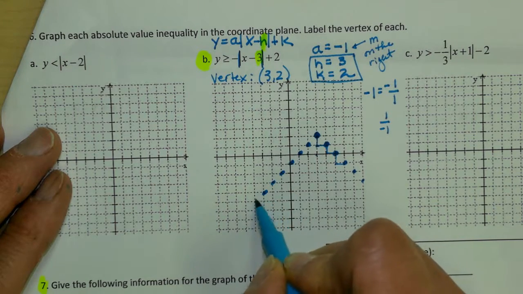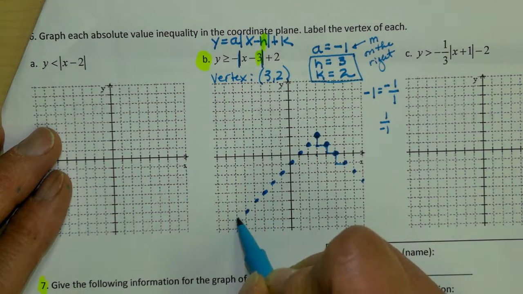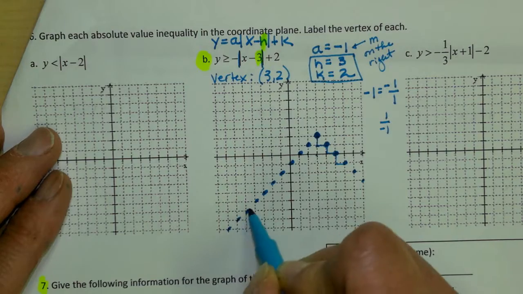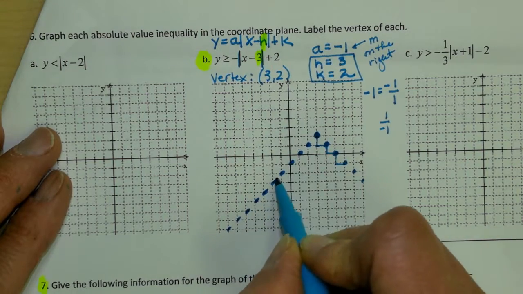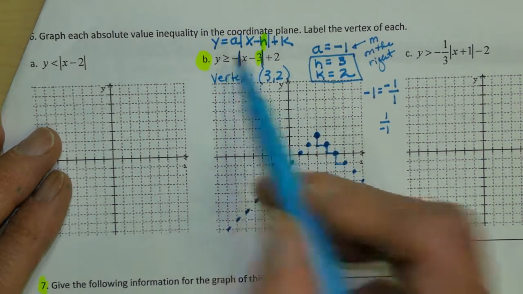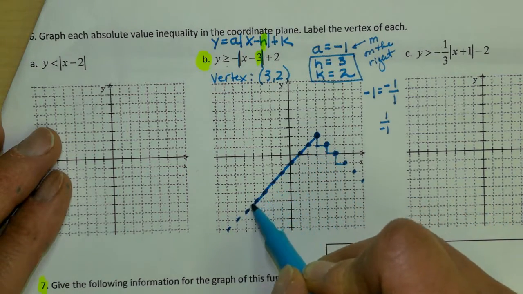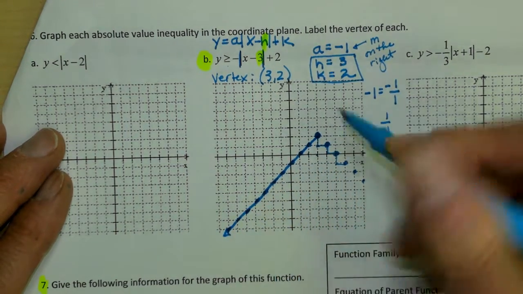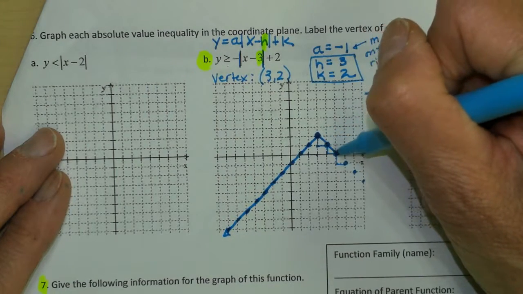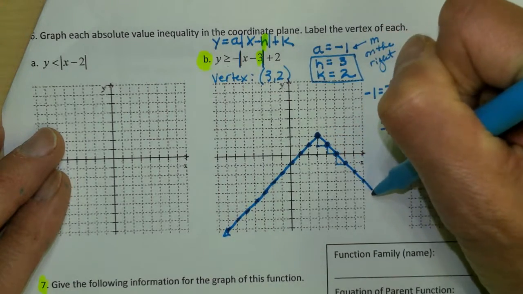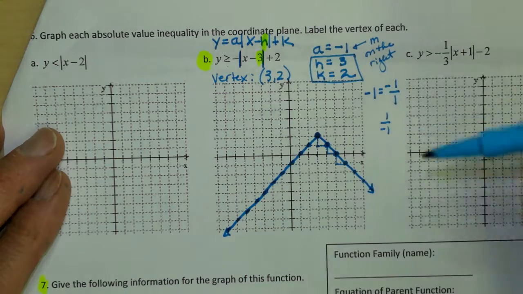So in this case, I just put little dots, but really they're going to be dashed lines. Oh, no, they're not. I have an equal sign. If the equal sign wasn't there, it'd be dashed. So I'm going to fill it in because it's everything between those points as well.